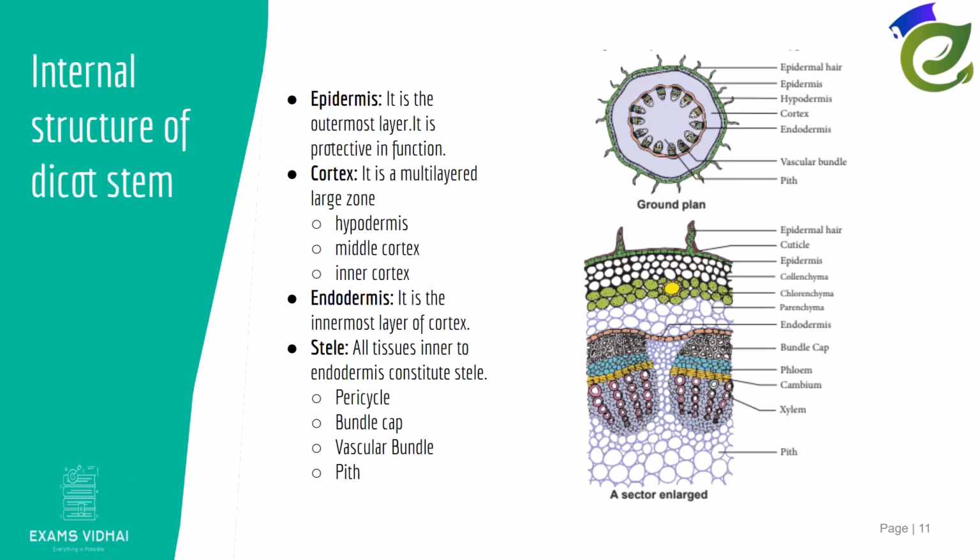The pericycle occurs between the vascular bundle and the endodermis. It is multi-layered. It is made up of parenchymatous cells with alternating patches of sclerenchyma. The vascular bundles are conjoint, collateral, endarch, and open. They are arranged in the form of a ring around the pith. The pith is the large central parenchymatous zone with intercellular spaces. It helps in storage of food materials.